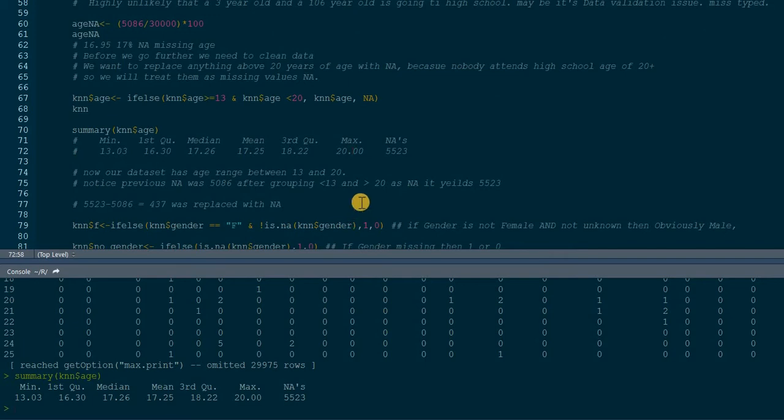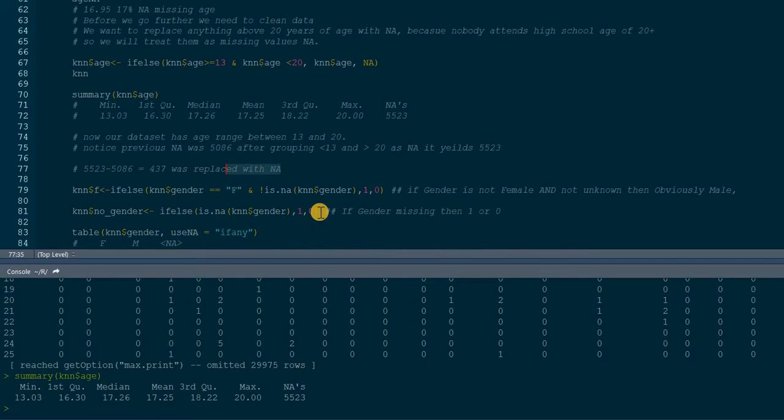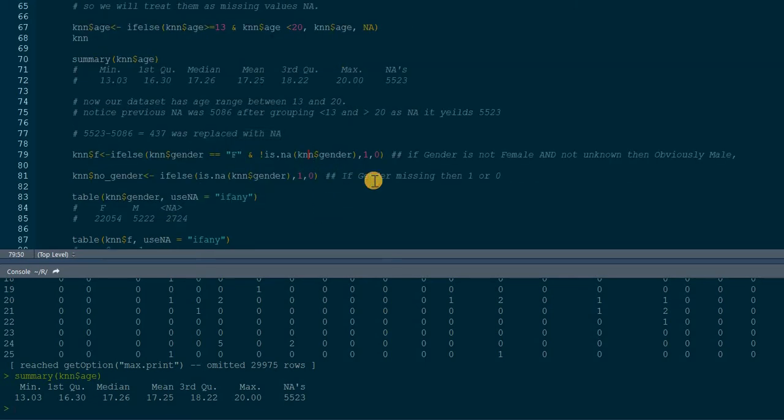So again, as we said before, we had about 5,523 NA. Now we've got, previously we had about 586 NA. Now we've got about 553. It's about 437 was replaced with NA. So here what we're doing is further cleansing is applied.